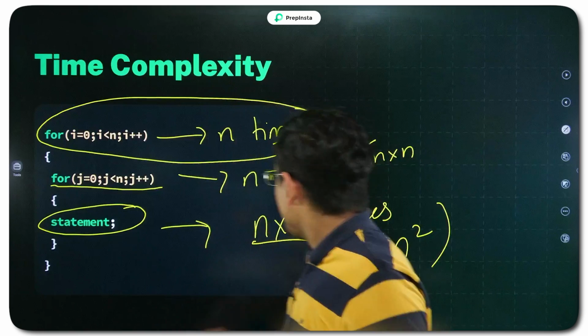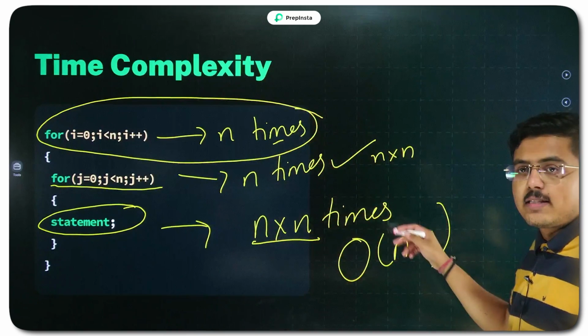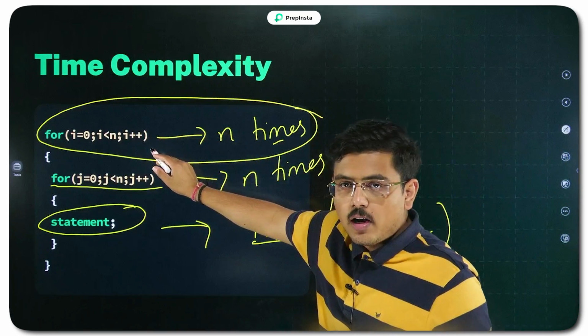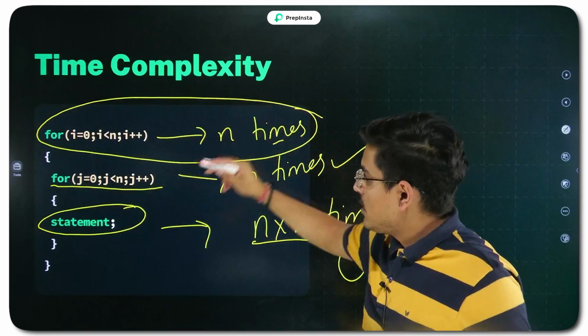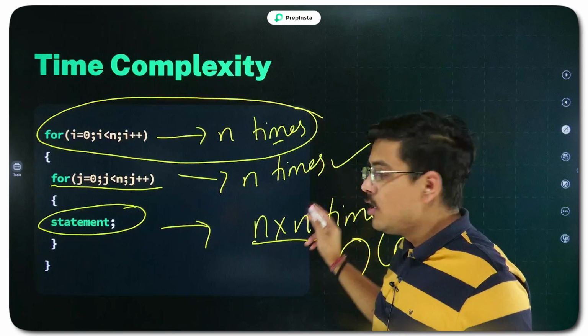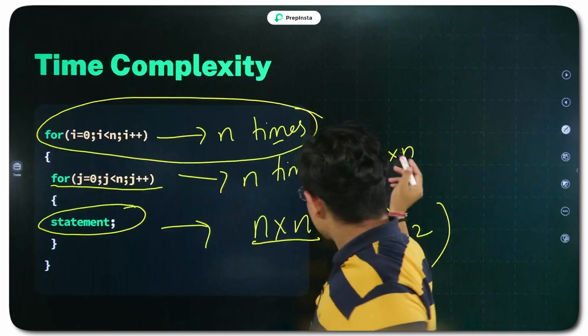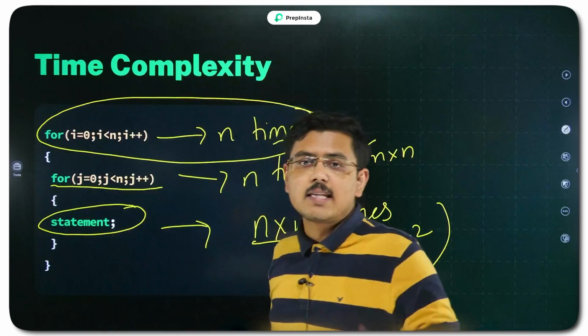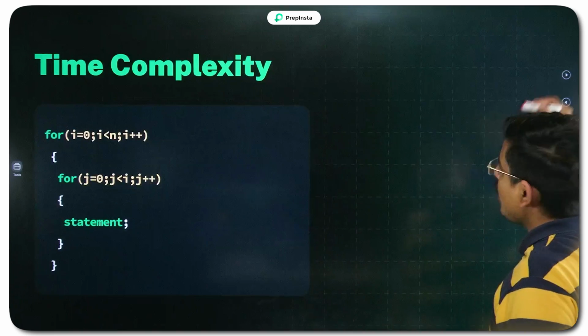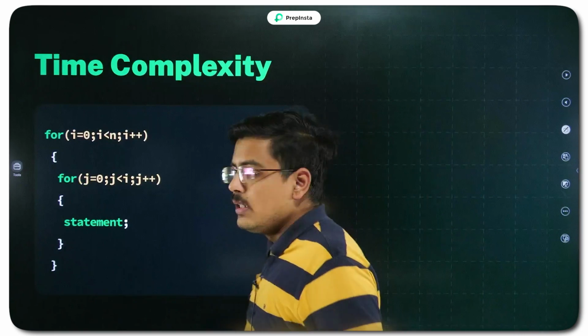Is it clear? The time complexity of this nested loop will be order of n square because for n times this loop will run, and every time this will run for n times. So n into n, right? So n into n becomes n square, and this n square basically means this statement gets executed n square times. Simple. Now, third loop.